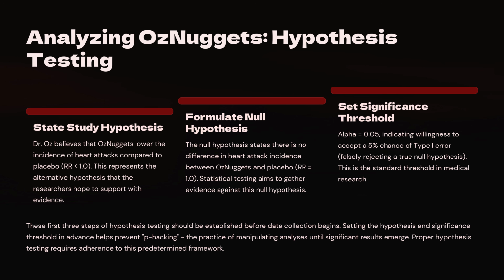So there's only a 5% chance of a type 1 error, which again is falsely rejecting a true null hypothesis. Keep that one in your mind. Falsely rejecting a true null hypothesis. And so these are the first 3 steps to hypothesis testing with our example.